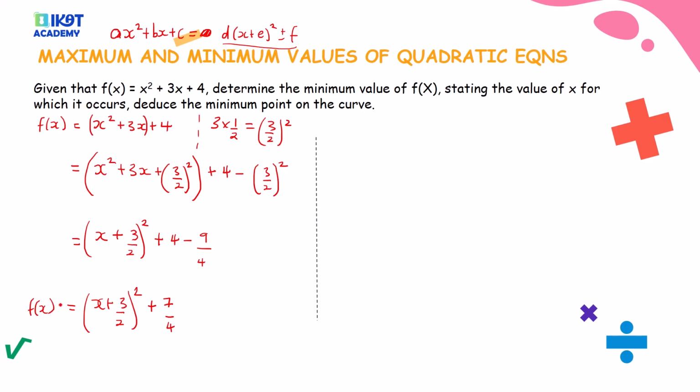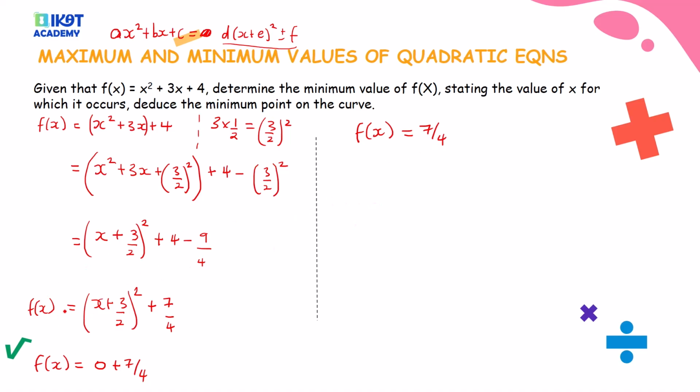Now, when finding the maximum or minimum values, the way we do it is the same. After finding this, you just equate this squared term to 0. The maximum or minimum value always occurs when this is 0. So we can now say f(x) is going to be equal to 0 plus 7 over 4. So we'll see that for this case, the minimum occurs at 7 over 4. But now we can find the value of x at which it occurs.